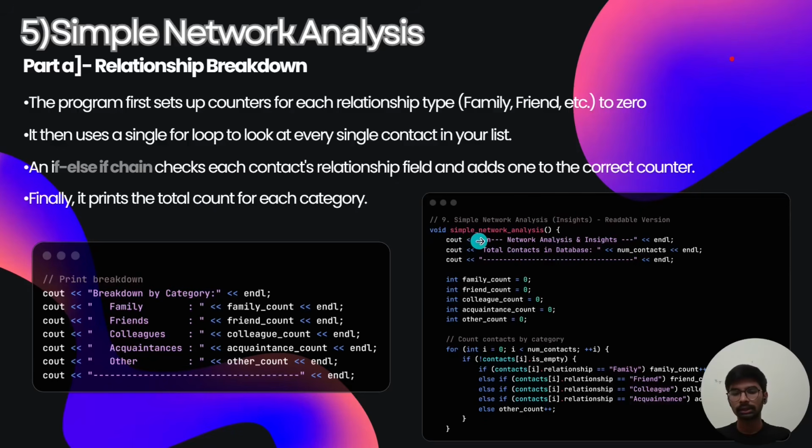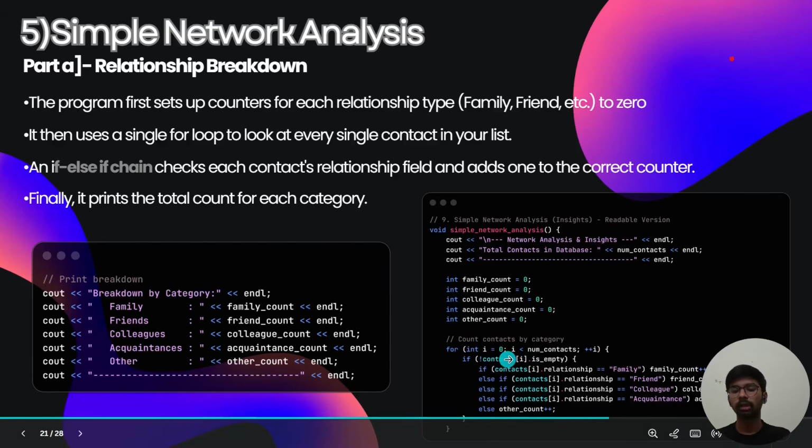Now see, we have created a subfunction, simple network analysis, which is a void function. Here we set family count to 0, friend count 0, all counts to 0. A for loop starts from the 0th index to the last index. If the contact at the ith index is not empty, it will go into this block. If the contact at the ith index has a relationship matching family, the family count will increase by 1, and so on for the others. This is how it works.